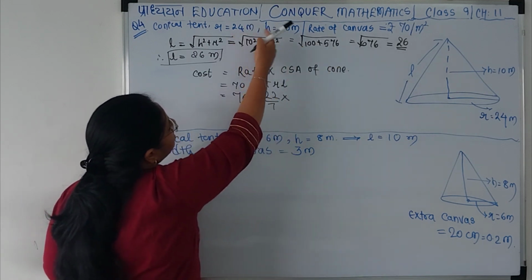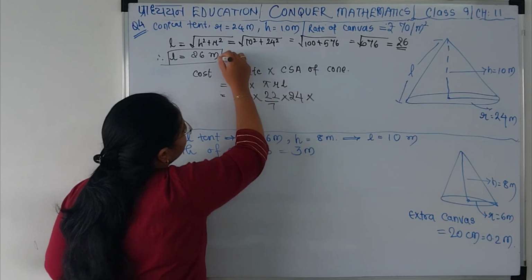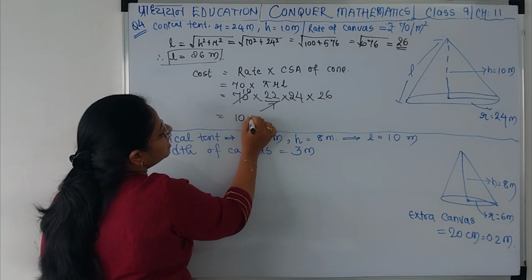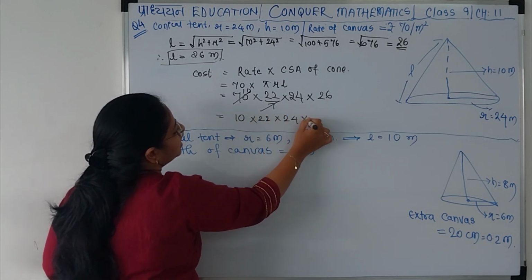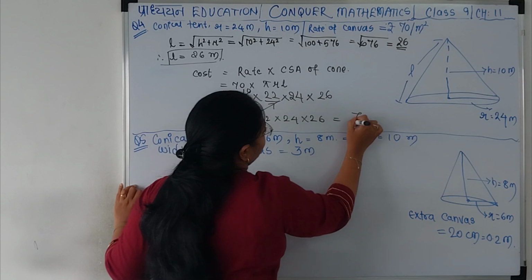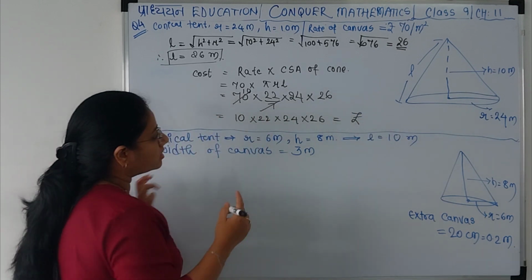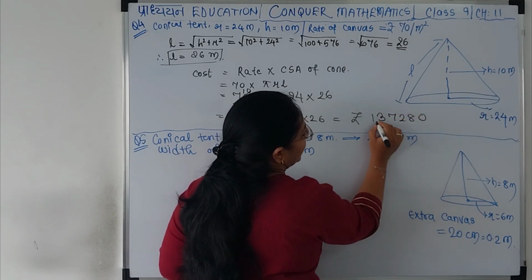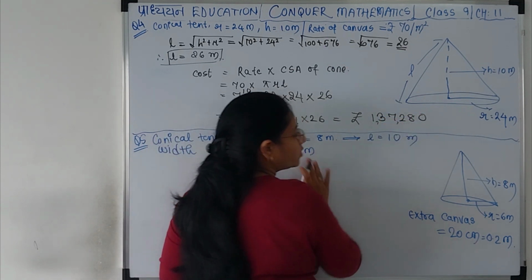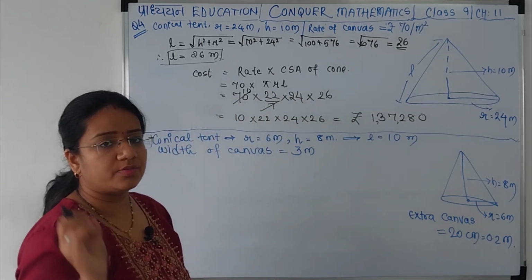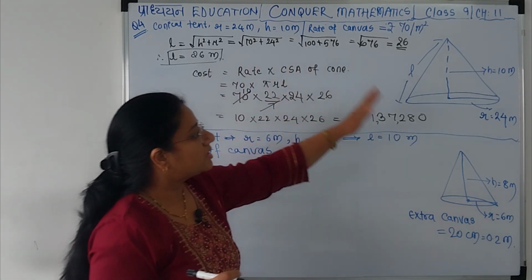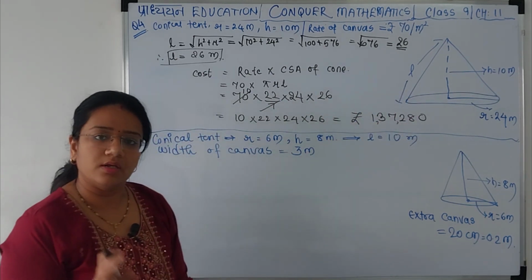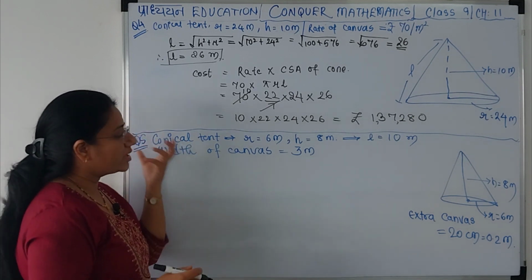Radius is 24 and this is 26. So this gets cancelled. All you are left with is 10 into 22 into 24 into 26. Whatever the answer you get is your cost of the complete tent. Clear? Just 137,280. 1,37,280 rupees. Clear? Your final answer statement should be: the cost of making the tent is equal to rupees 1,37,280. Okay? Let's understand question number 5.